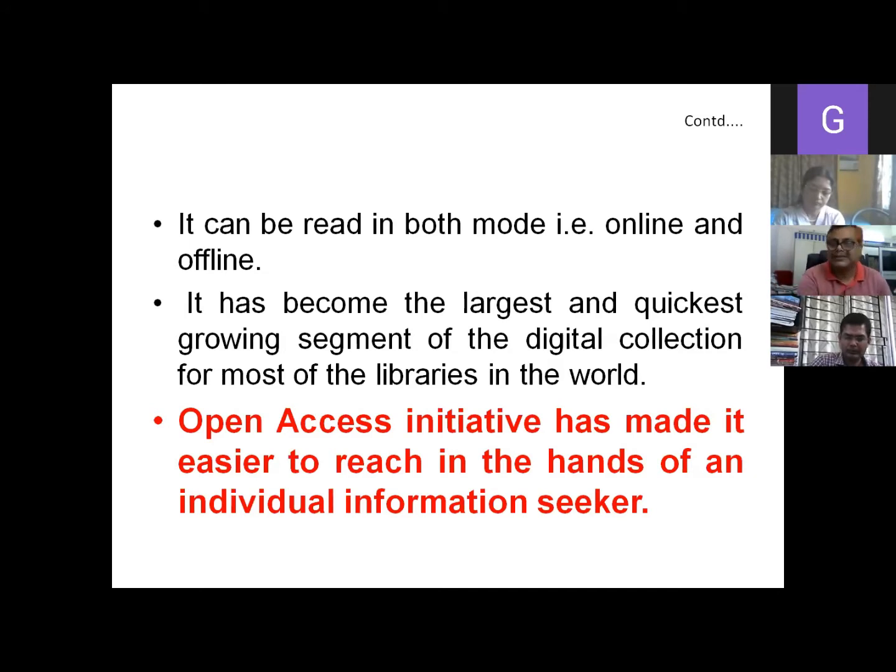So this open access initiative, the red colored thing cited here, has made it easier to reach the hands of the individual information seeker. This has brought another revolution. Besides that, for colleges, you have the N-LIST program. For universities, you have the Sodh Sindhu program, where 10,000 plus electronic journals and 31,35,000 books are there. In N-LIST, which is basically for colleges, 6,000 plus journals and 31,35,000 books are there.